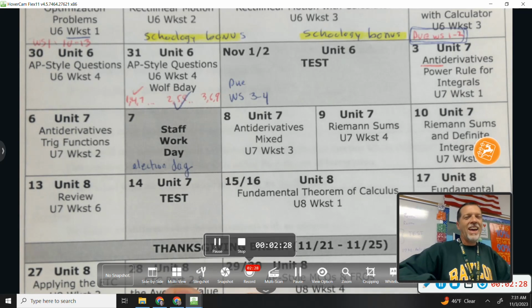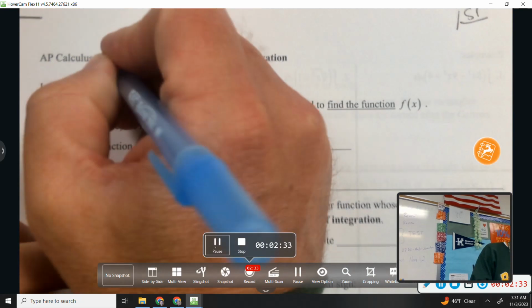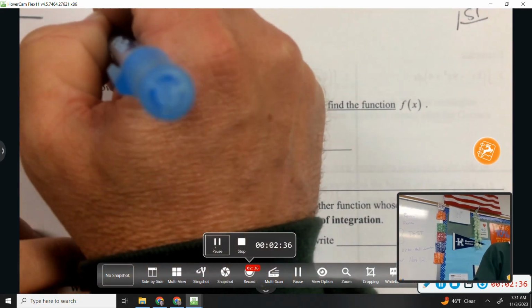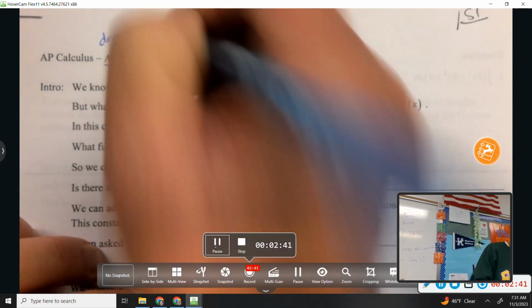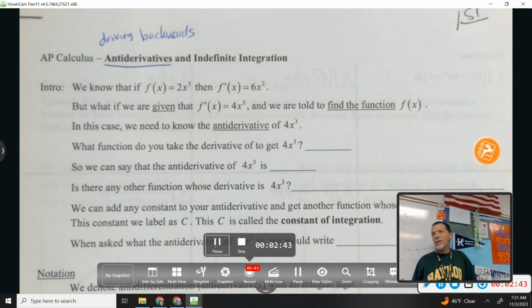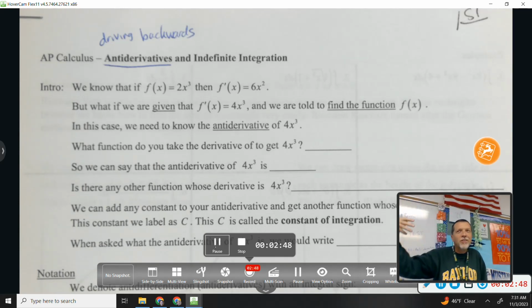All right, antiderivatives. Driving backwards. Notes today are not really that long because, again, if you know how to drive forward, you know how to drive backwards. It just takes practice, and you better slow down. And so that's what we'll do today. It's not hard stuff. There's really nothing new. It's just using all you know in reverse.